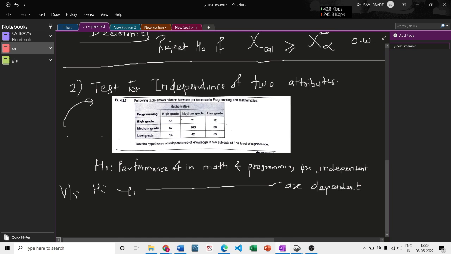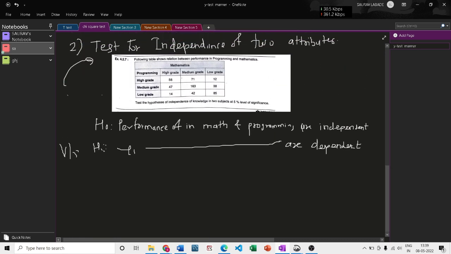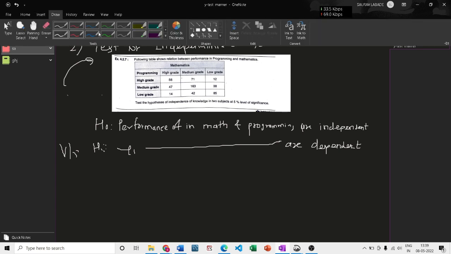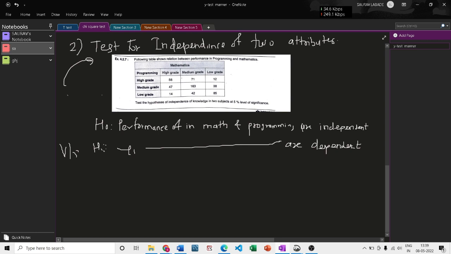Now the given things in the example will be the observed frequencies, all my Oij: O11, O12, O13, O21, O22, O23, O31, O32 and O33. So these are all my observed frequencies, and from them I have to find the expected frequencies. So how do we find the expected frequencies? That is the question.